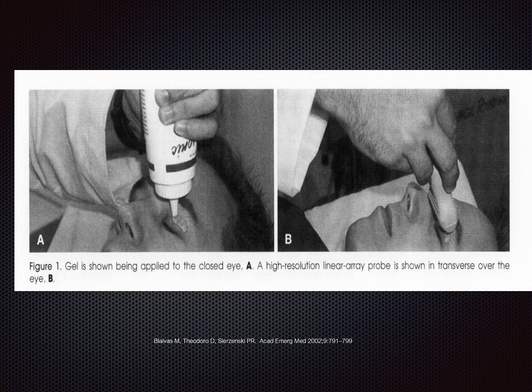So here's a picture of how that would look. A couple of things in this picture that are wrong. Number one, the person doing the scan is not wearing gloves. That's obviously not great. And number two, they aren't using the Tegaderm on the eye. But apart from that, everything's great. They are using a linear probe, and you can see the copious amount of gel.